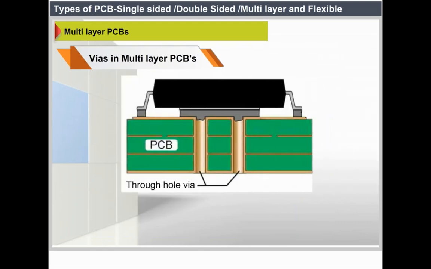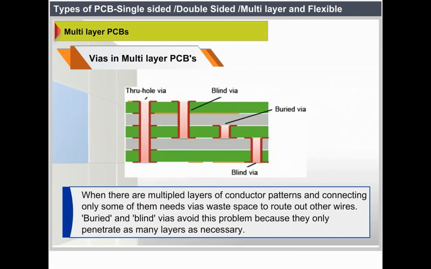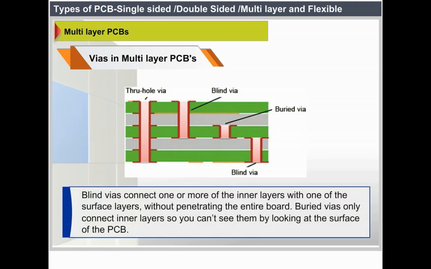Vias in multi-layer PCBs. The vias described in double-sided PCBs always penetrate the whole board. When there are multiple layers of conductor patterns and you only want to connect some of them, vias waste space that could be used to route other wires. Buried and blind vias avoid this problem because they only penetrate as many layers as is necessary. Blind vias connect one or more of the inner layers with one of the surface layers without penetrating the whole board. Buried vias only connect inner layers, so you can't see them by looking at the surface of the PCB.